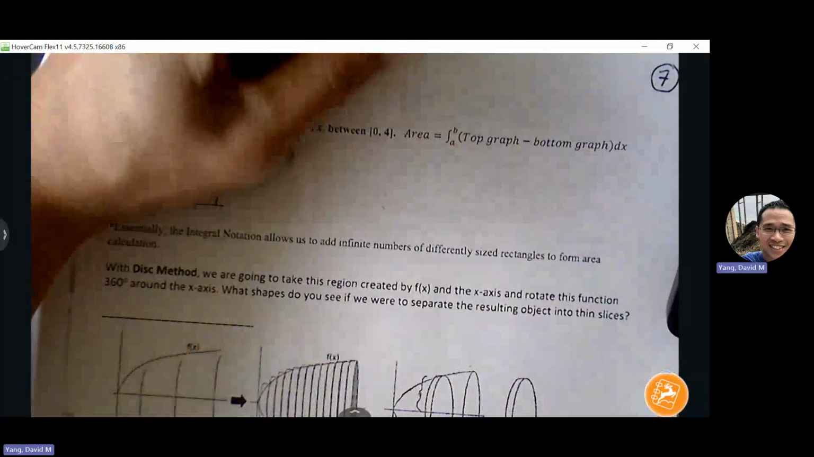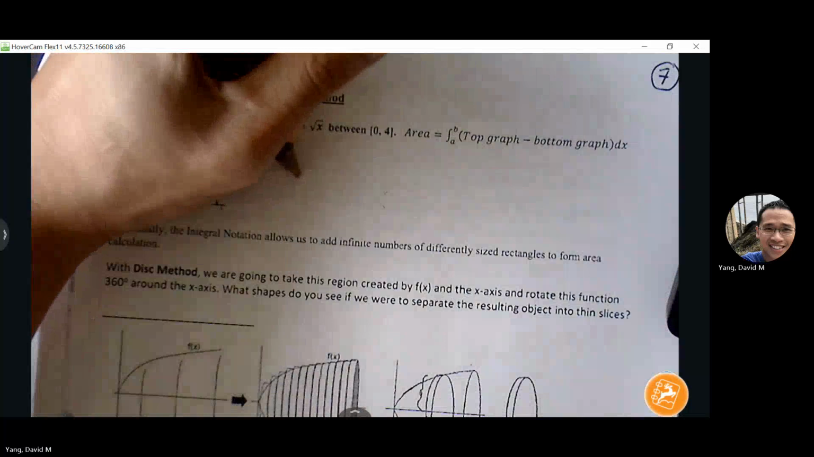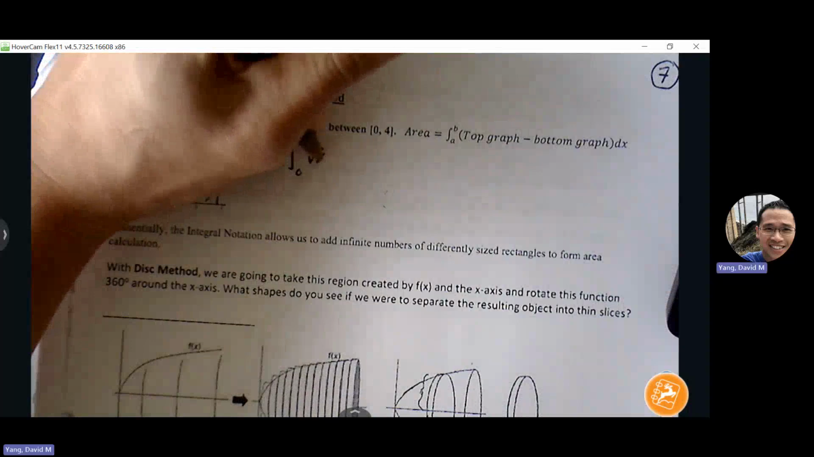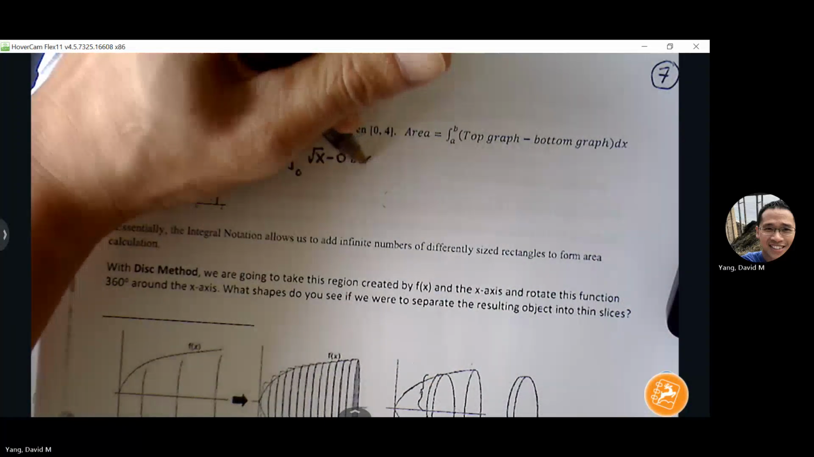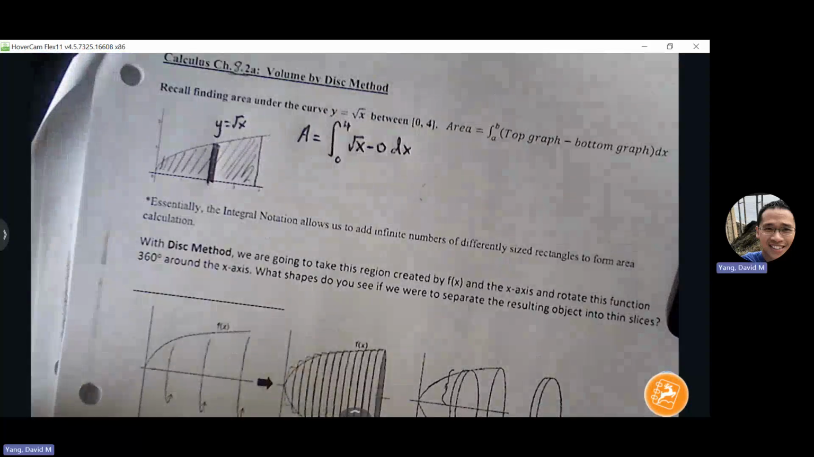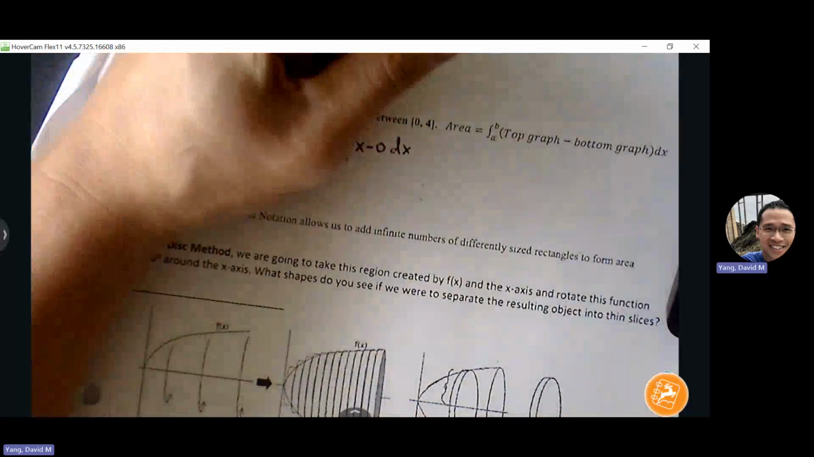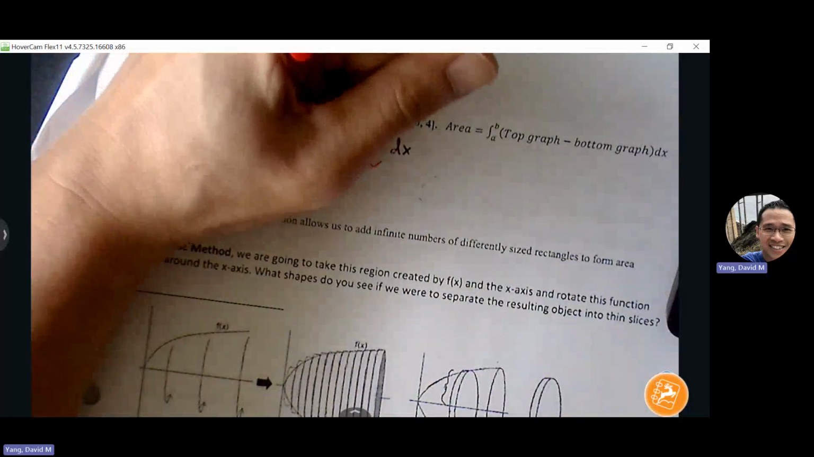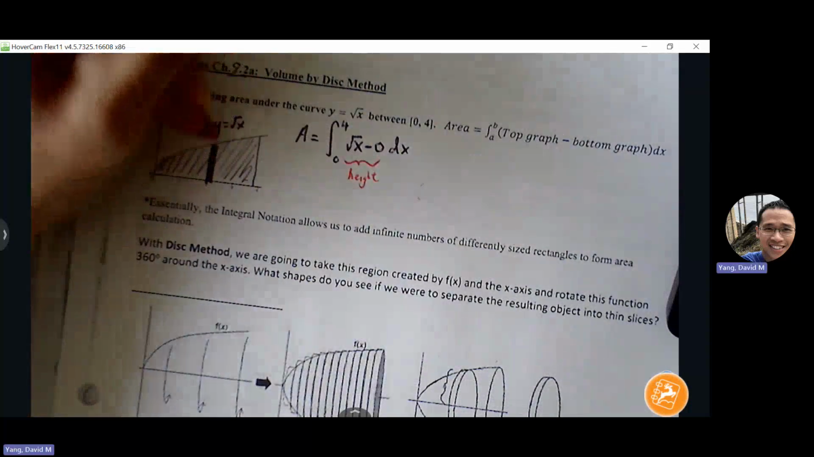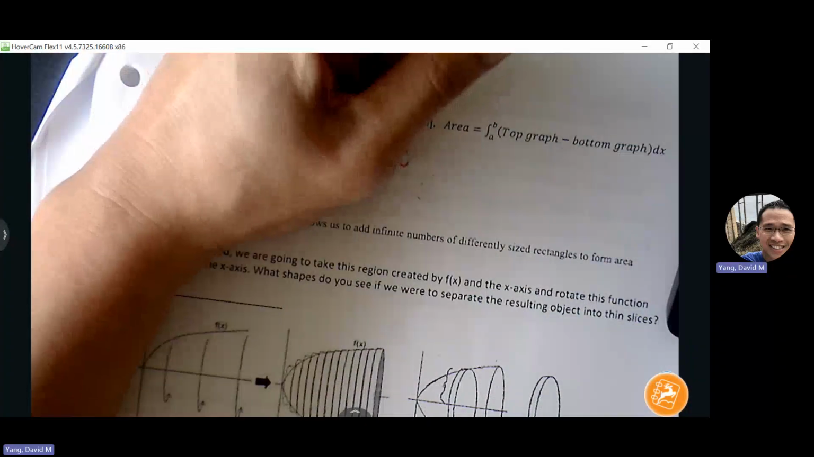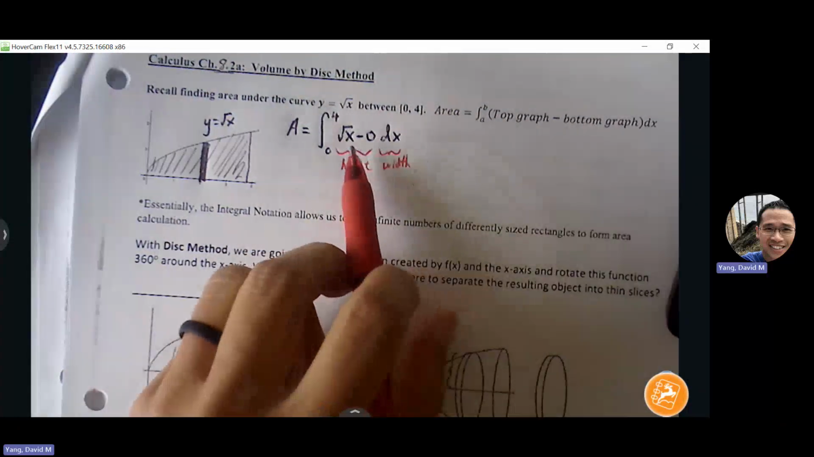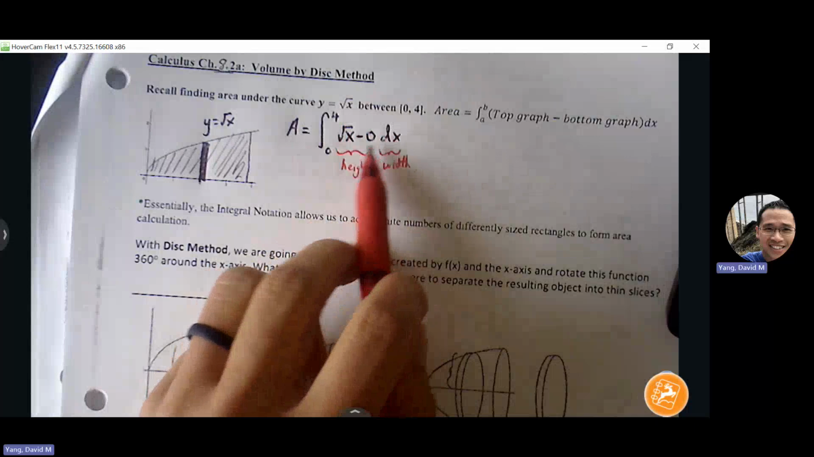Integral from a to b. What are my bounds? 0 to 4, okay. And then the graph on top is the root x. The graph on the bottom is the 0. So we don't technically need that 0, but I just want to show us that we are following that formula. That root x minus 0 basically is representing the height component of our rectangle, and the dx represents the width component. So you can see that width times height formula take its part within this integral, right?